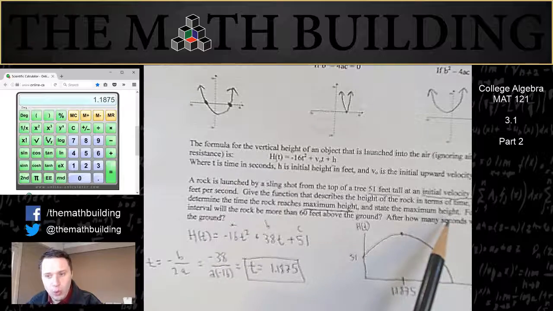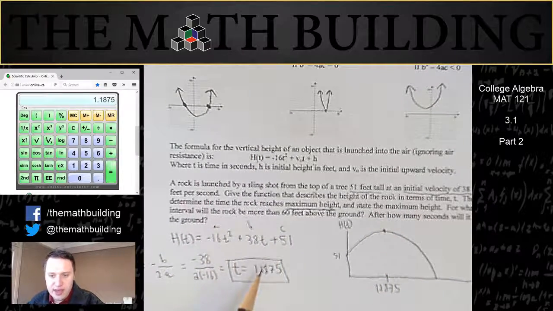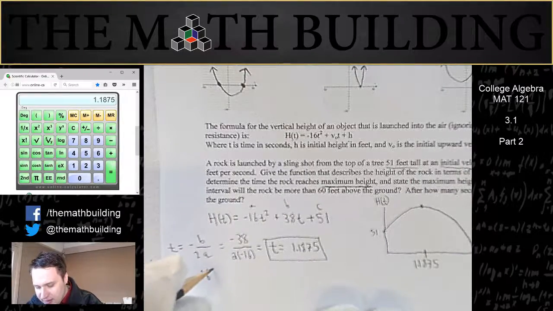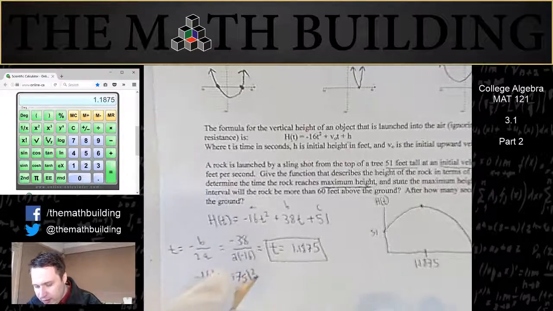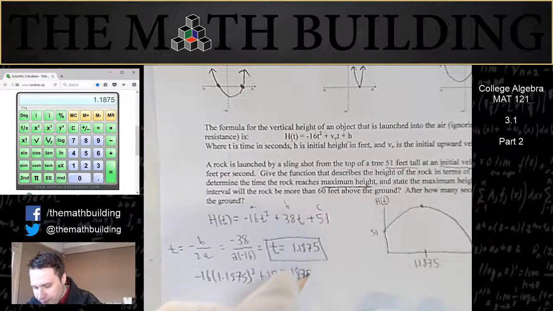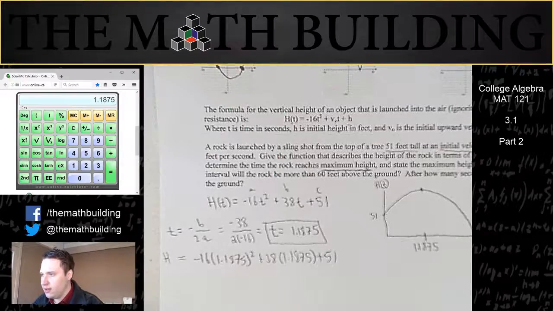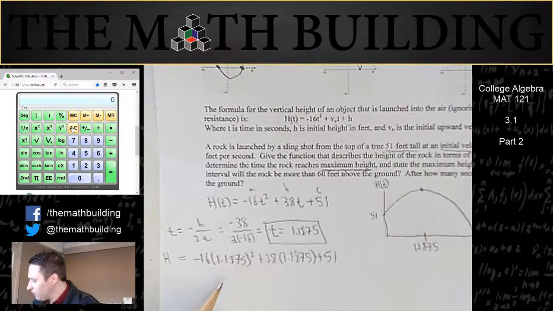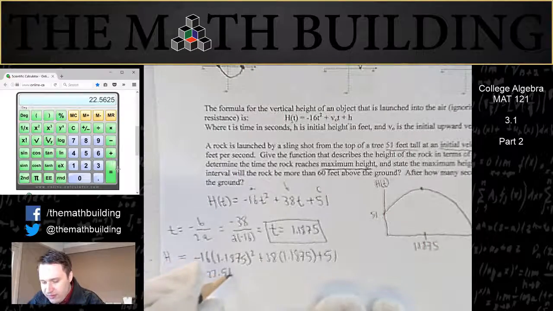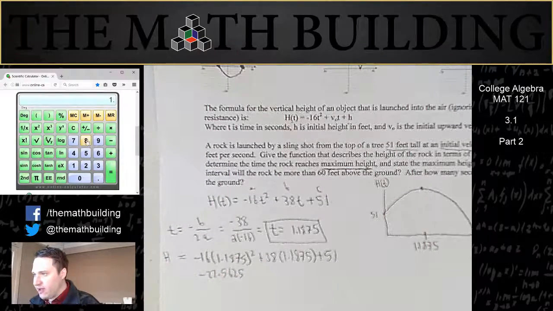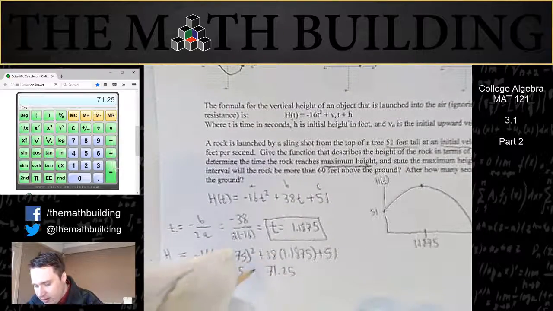State the maximum height. Well, the maximum height is going to be the y value when we plug in this time. It's the y part of the vertex. So let's plug that in. Negative 16 times 1.1875 quantity squared plus 38 times 1.1875 plus 51. Crunch all of this out, and we're going to get our height when we find the vertex, that maximum height. So let's do 1.1875, and then let's square that number, order of operations, times negative 16. So this first number is going to be negative 22.5625. Now let's do 1.1875 times 38, and we get 71.25 positive, and then plus 51.